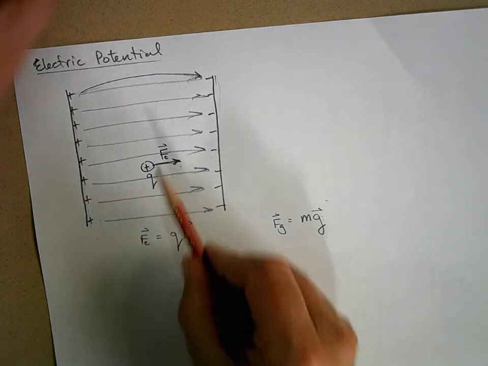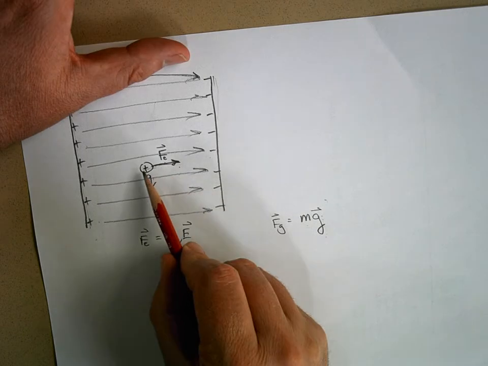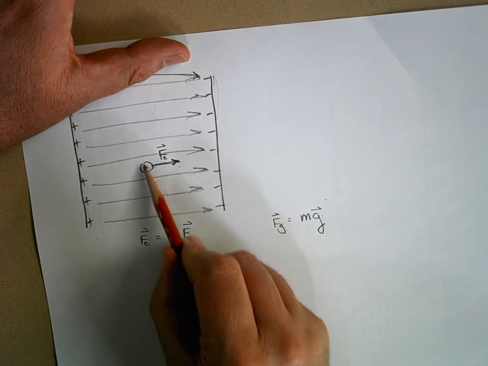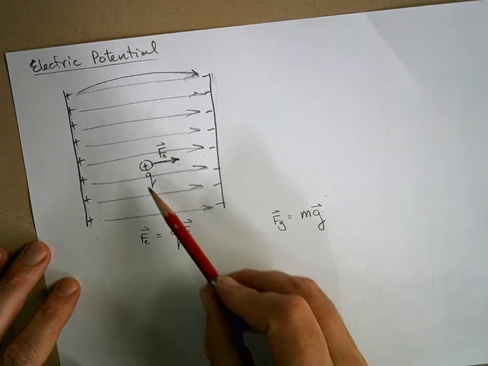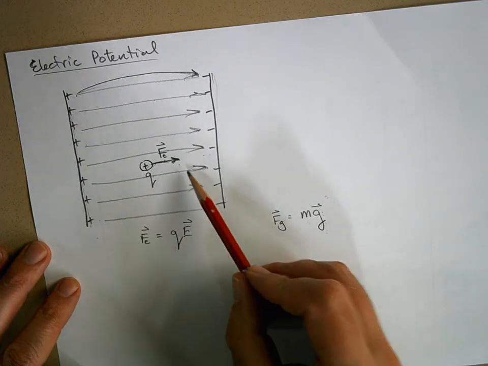If this force is transferring energy into this moving charge as it goes to the right, that means there has to be energy stored up somehow. You can't create or destroy energy. All you can do is transfer it from one system into another system, or from one object into another object. So what you can think of this is this.